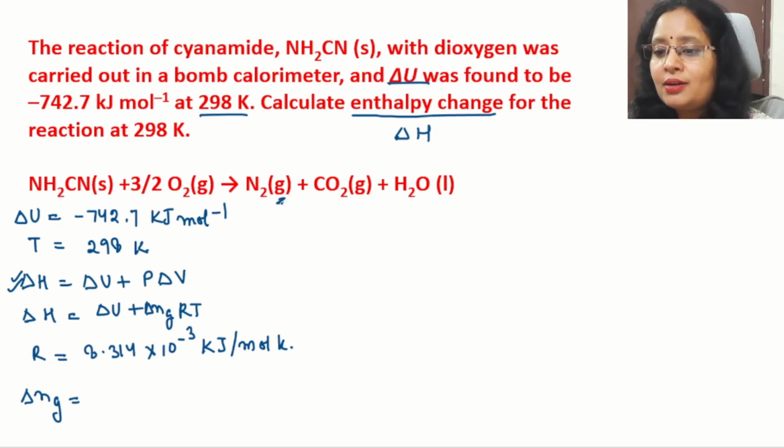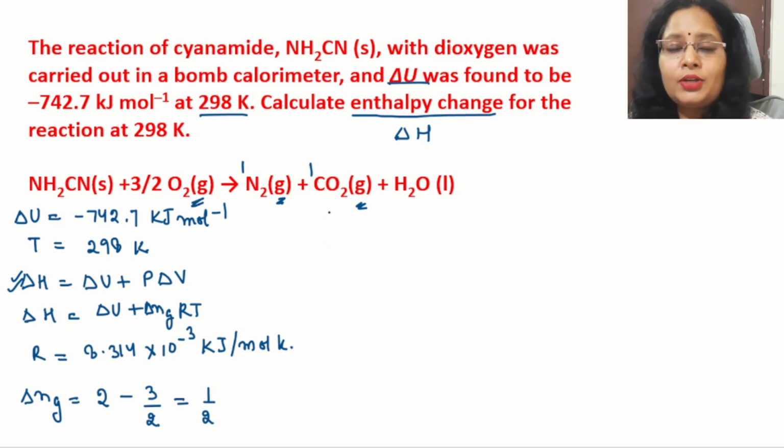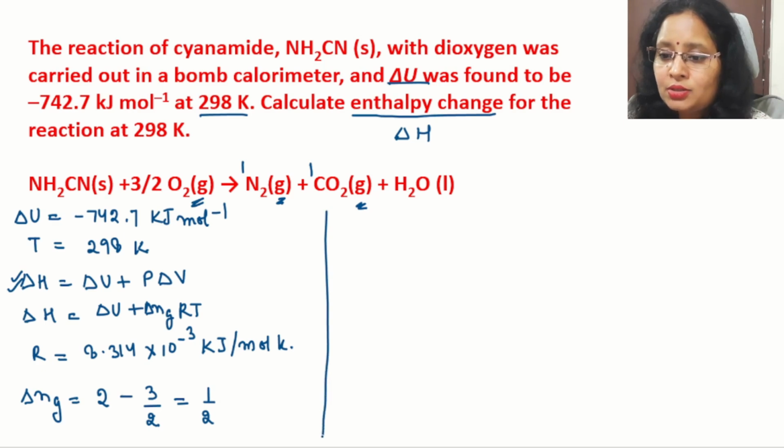We have two gases here, nitrogen and carbon dioxide, and both have one mole here. So the number of moles of gases in the product is 2, minus the number of moles of gases in the reactant side. Only oxygen is present, and the number of moles is 3 by 2. It is visible. Now here the delta n g value will be 1 by 2. Now clear? We now have all the values. Delta U is given, delta n g we found out, R is the gas constant, T is given. Now apply the values in the formula.